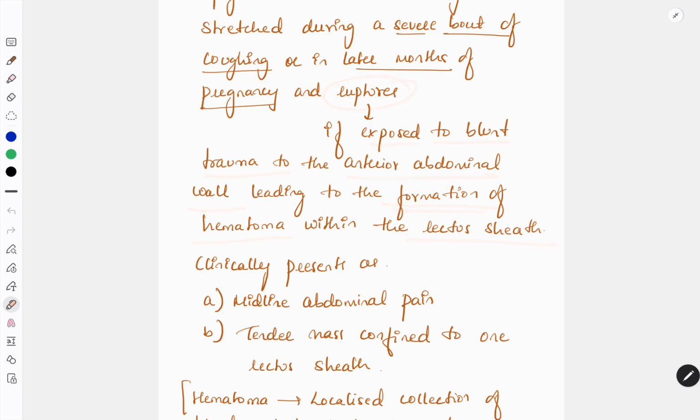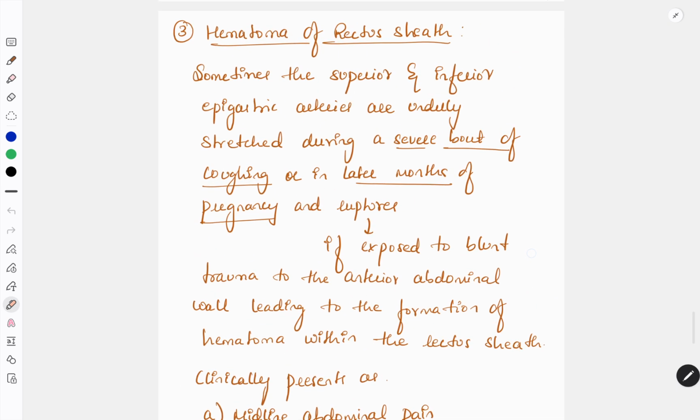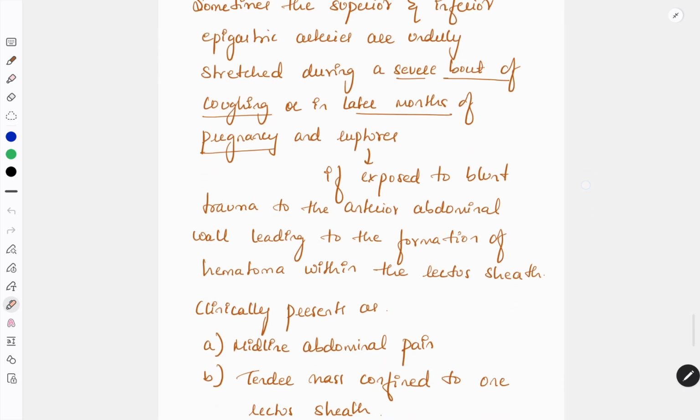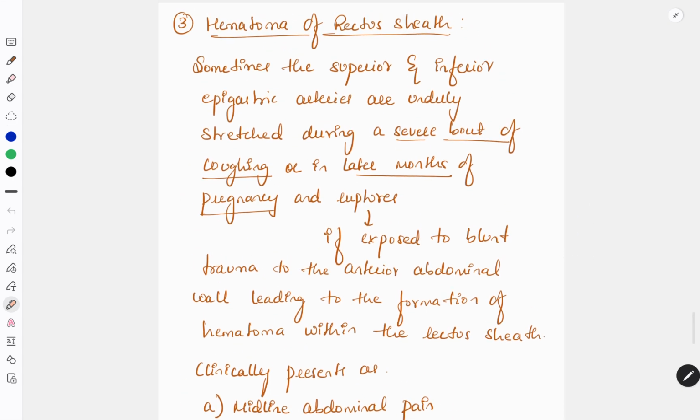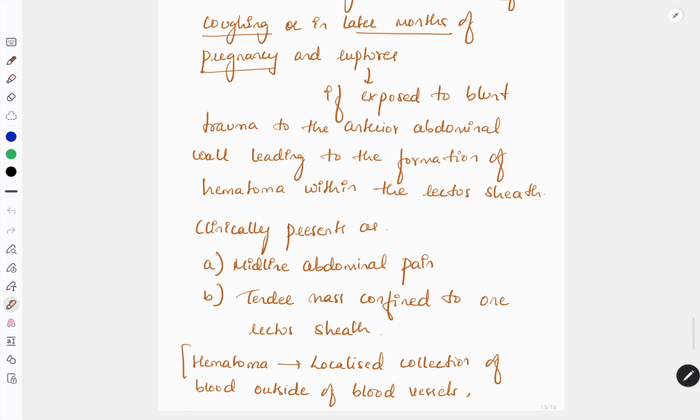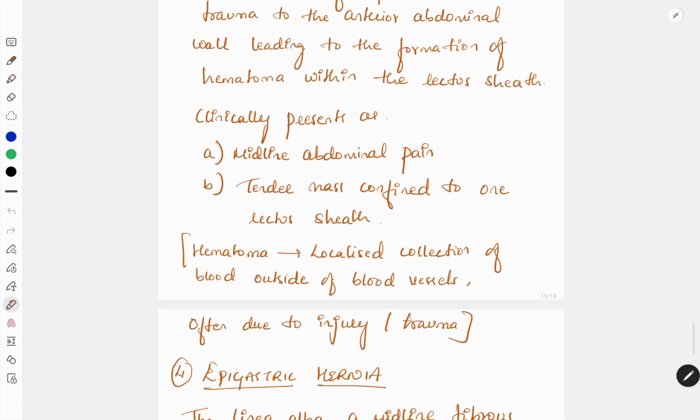within the rectus sheath. Okay, so what is happening basically is your anterior abdominal wall is there, and either there are severe bouts of coughing or pregnancy, or there is a blunt trauma to the anterior abdominal wall. All these are nothing but an increase in intra-abdominal pressure, because of which there is stretching of your superior and inferior epigastric arteries, which can also lead to rupture, because of which a hematoma is formed within the rectus sheath. Clinically, it presents as a midline abdominal pain.